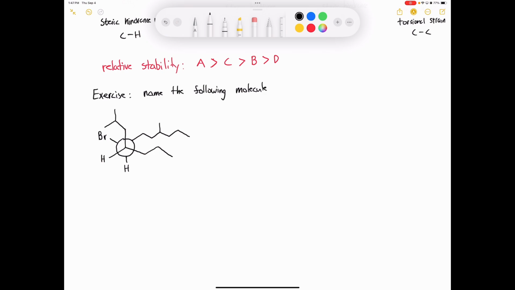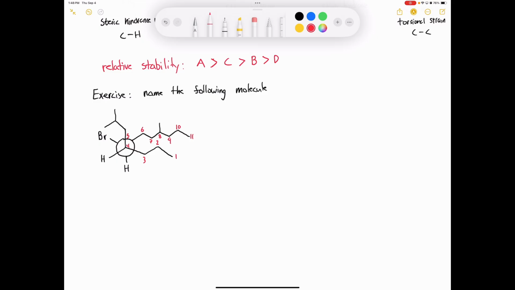So does anyone have a number? Yes, 11. Good. Here's how I would do it. Let's number this: 1, 2, 3. Notice here, this line extends to here, so I'm going to write this as 4, the back carbon, the circle, as 5. And then it goes to here: 6, 7, 8, 9, 10, and 11. Good.